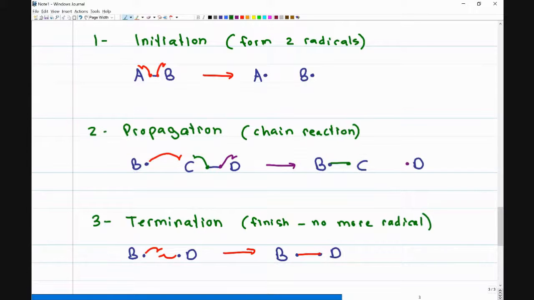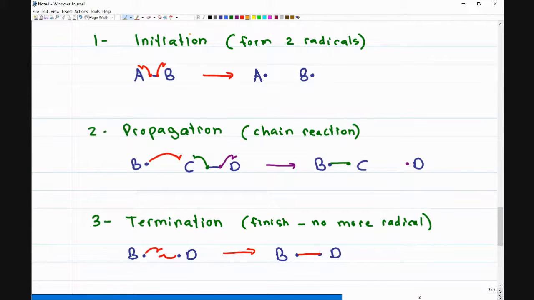Professors typically like to ask, do this entire mechanism and then label each step as initiation, propagation, or termination. Sometimes, especially students taking the ACS, and let me know in the comments if you're taking the ACS exam, you will be given one step in a big mechanism and you will be asked to label it initiation, propagation, termination. And here is where I'm going to show you a trick to recognize.